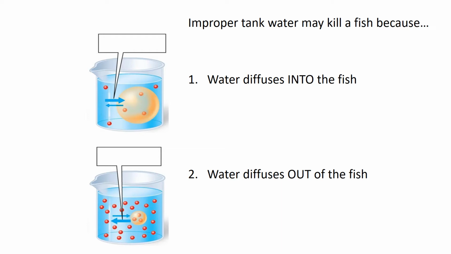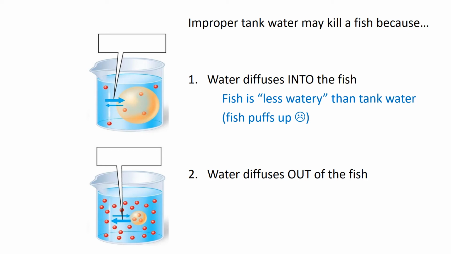Like water is moving in more frequently than it's moving out. That's why that arrow is bigger. So in this situation, the fish itself is less watery than the tank water. So water is diffusing in and the fish is puffing up. In this situation, we call the tank water hypotonic relative to the fish. Maybe it's the fish's bloodstream or the cytoplasm in the fish's cells. The tank water is relatively hypotonic to the fish.